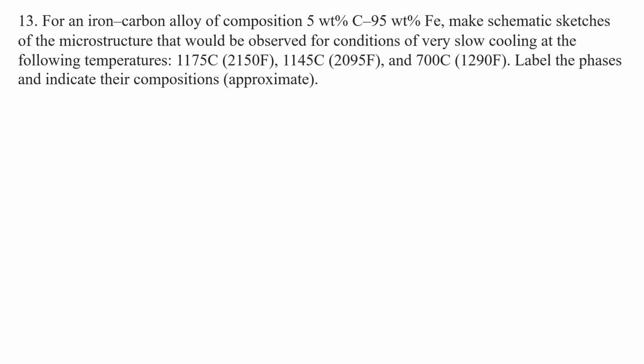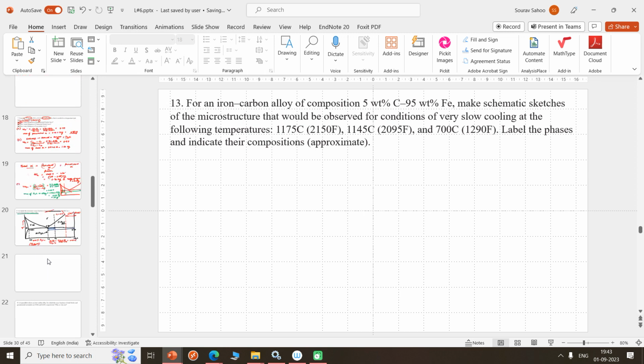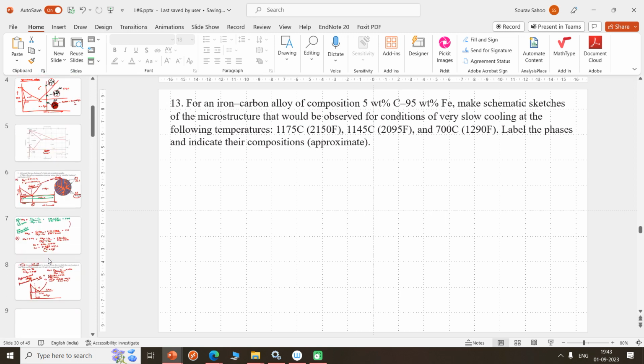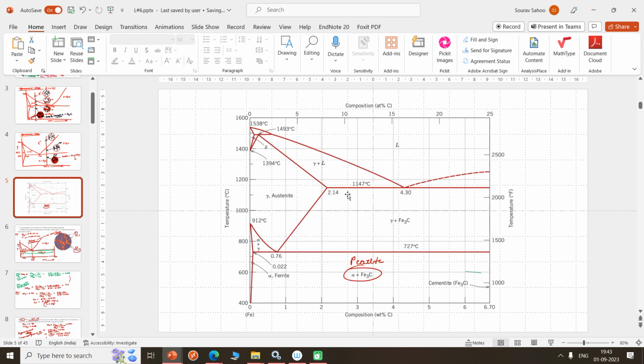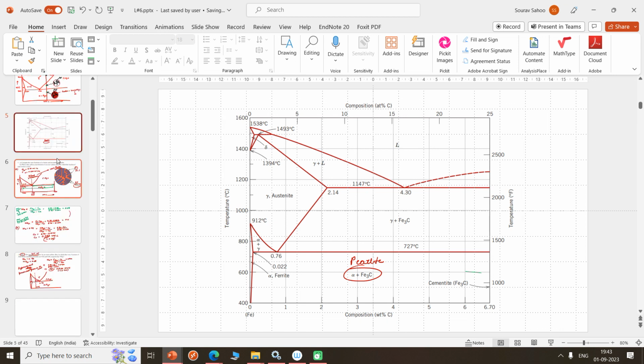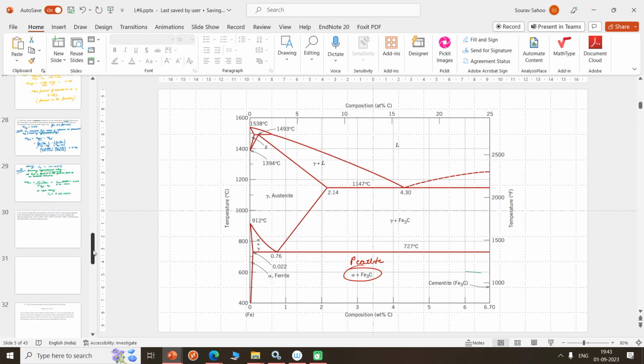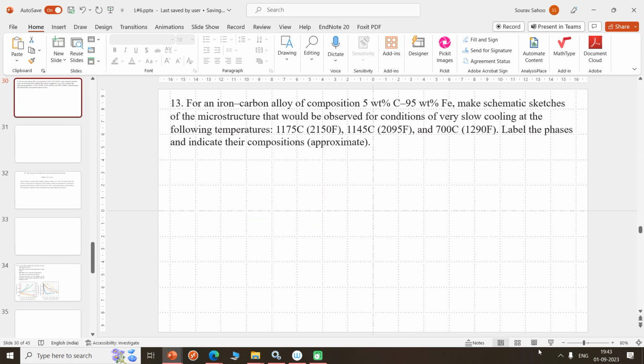Great. So we have the next question: for an iron-carbon alloy of composition 5 weight% carbon, 95 weight% iron, make schematic sketches of the microstructure that would be observed for the following conditions. For this case, we need to borrow this iron-carbon phase diagram. So we just borrow it here. Okay, now let's just solve the question.